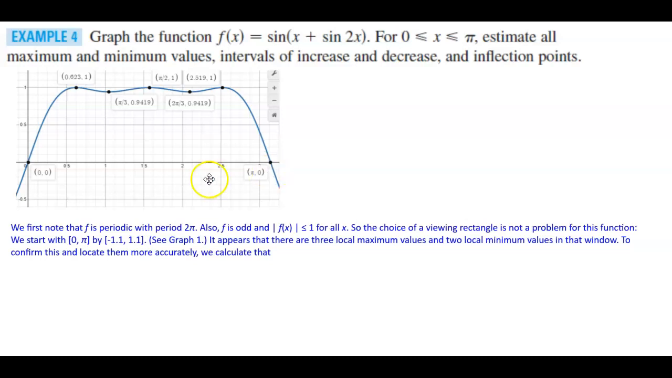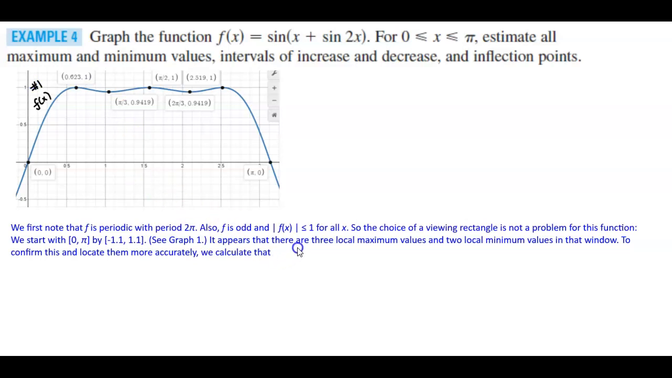Okay, so we first note that f is periodic with period 2 pi, and also f is odd, and the absolute value of the function is going to be less than or equal to 1 for all x. So the choice of a viewing rectangle is not a problem for this function. Now we're starting with 0 to pi, and then we're going between negative 1.1 to 1.1. So this is the graph number 1 of the function f of x.